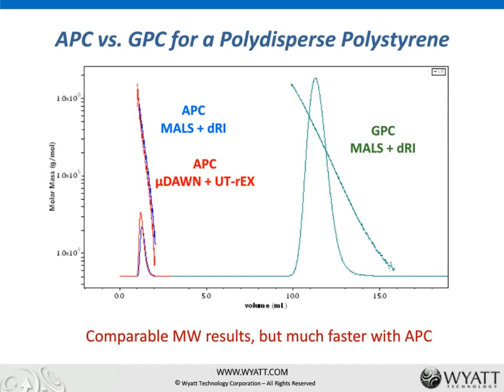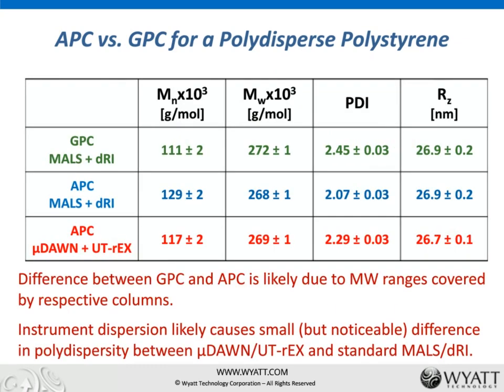Now we're going to tabulate those results for the 3 systems. We tabulate here the number average molecular weight, weight average molecular weight, polydispersity, which is defined as the ratio of weight to number average molecular weights, and the Z average root mean square radius, or Rg. As we can tell, those results are very similar, especially for the weight average molecular weight and Z average root mean square radius. But there's some differences within the PDI, so I'm going to discuss those.